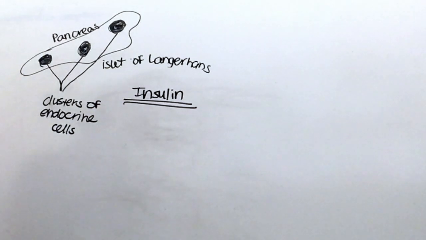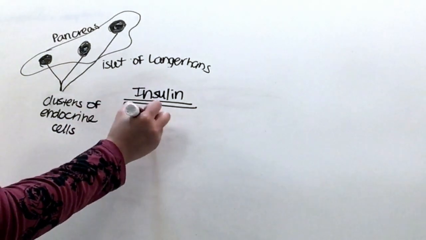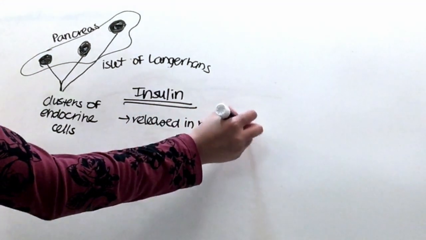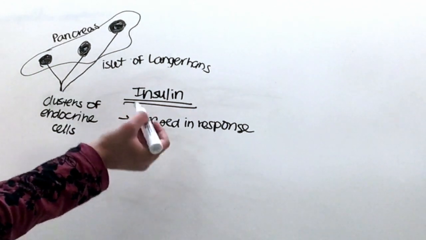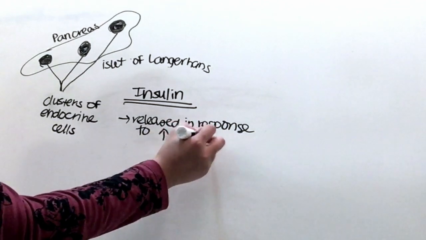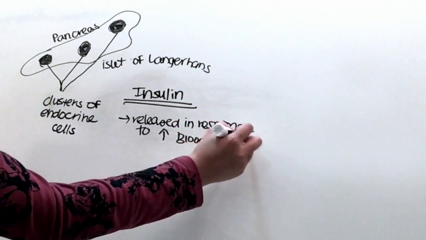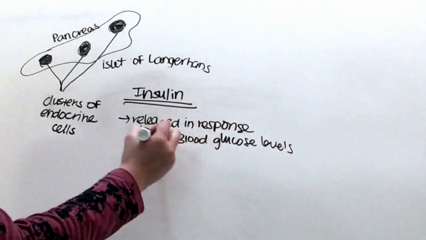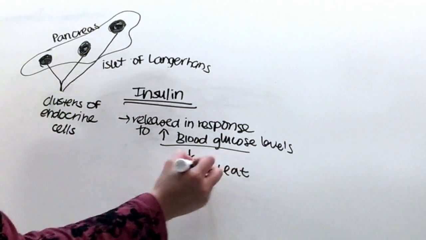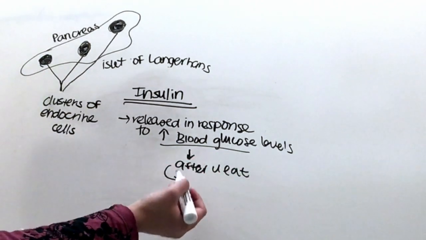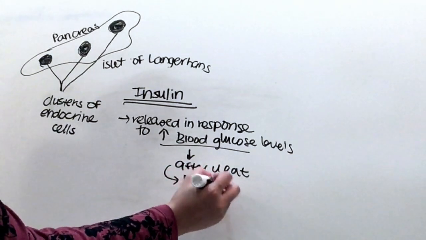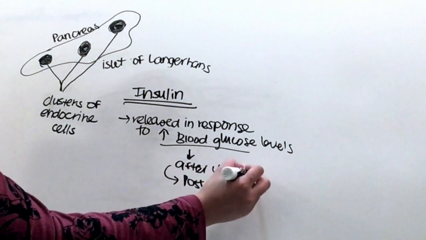So insulin is going to be released in response to high blood glucose levels, right? And when do you have high blood glucose levels? After you eat. So in other words, after you eat, another way to word that is postprandially. So postprandial.